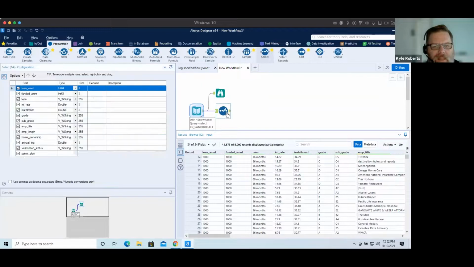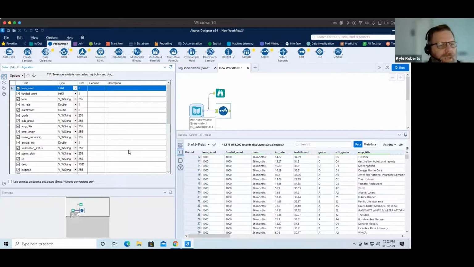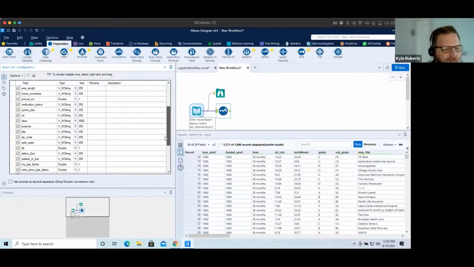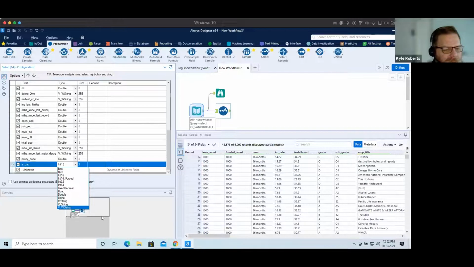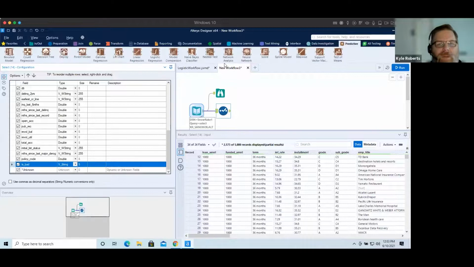Okay, so I'm going to add this select tool. The first thing I want to do is come through here and look and say, okay, here are the things that I could potentially include in my model, like the loan amount or the funded amount, and then interest rate and the installment. Anything that's a string I don't want to use. Their annual income, that may be pretty nice. But here's the thing I do want to do: is bad. Remember, we have to change that to a string if we want to use that as our outcome variable. Okay, so I'm going to change that to a string, and then we're going to build our first one.